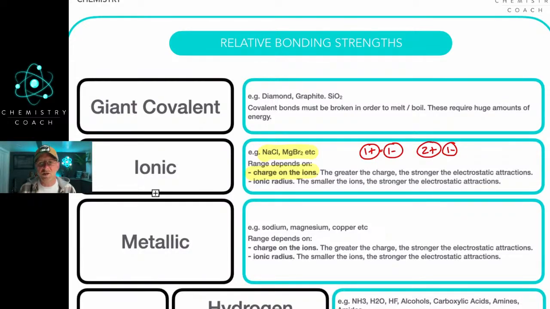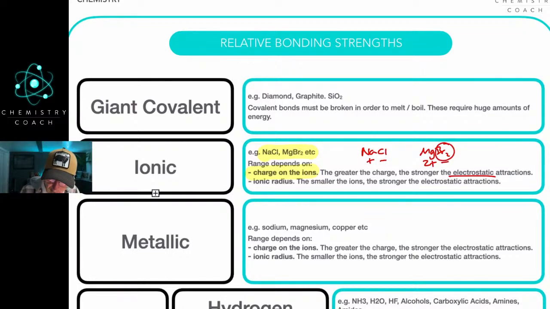So the greater the charge, the stronger the electrostatic attractions. That's a really key phrase there, okay? So the greater the charge, the stronger the attractions. Therefore, you'd expect the melting and boiling point to be higher for that substance compared to another. So for example, if we had sodium chloride and magnesium bromide, and this is why I use them as an example, we've got a 1 plus and a 1 minus. We've got a 2 plus and a 1 minus, okay?